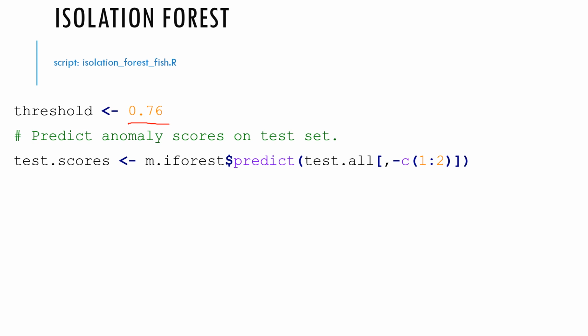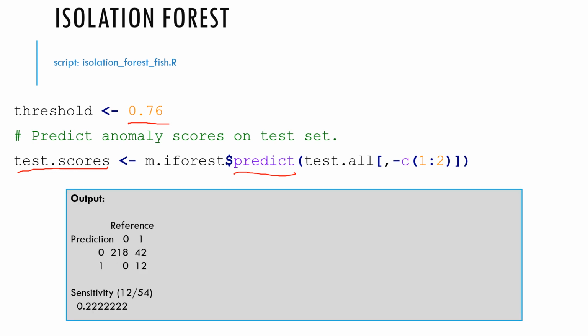Then we can actually predict the anomaly scores on the test set using the predict function. By using this threshold, we will get the following results. Here we can see that the sensitivity was only 22%. This means that only 12 anomalous data points were identified as such, and we missed 54 of them. On the other hand, all the normal points were identified as such.